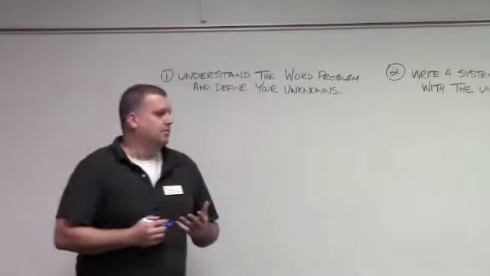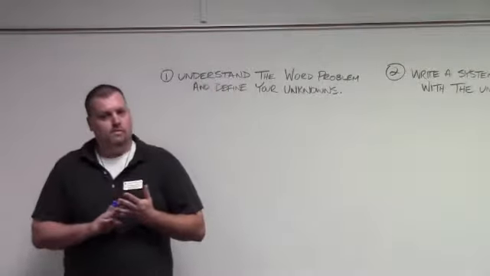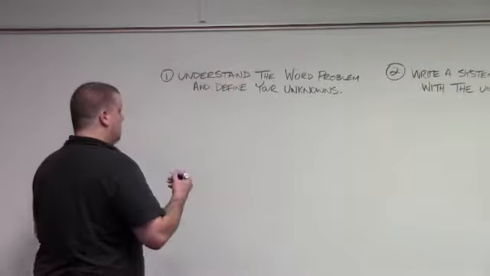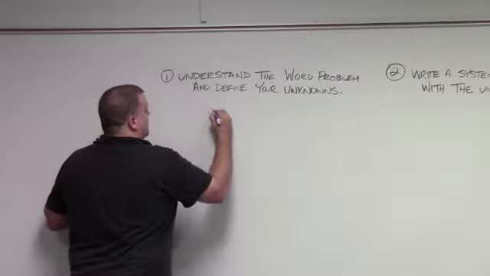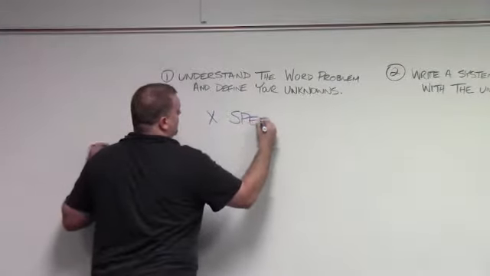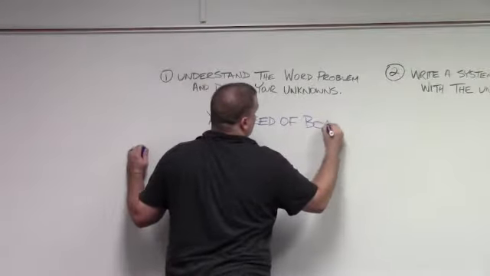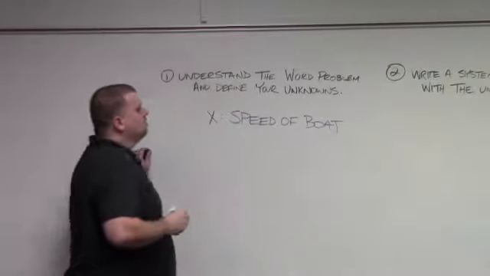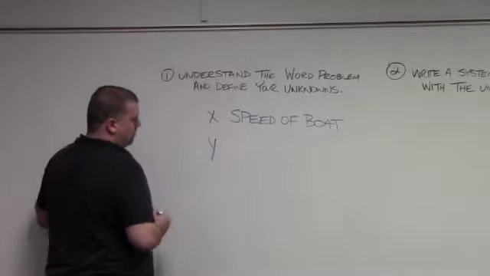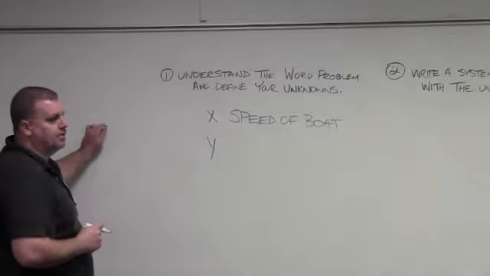So a lot of information there, but what are the two things they're looking for? What are the two things that we don't know? The speed of the current. Okay? So I'm going to call x the speed of the boat. And that's the speed of the boat in still water. And what's the other thing we're looking for? Time. And what's the last question? Speed of current.